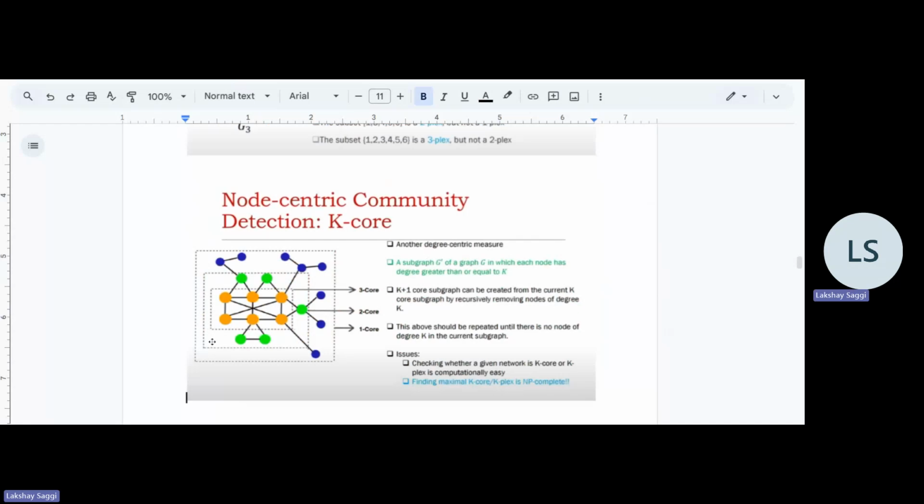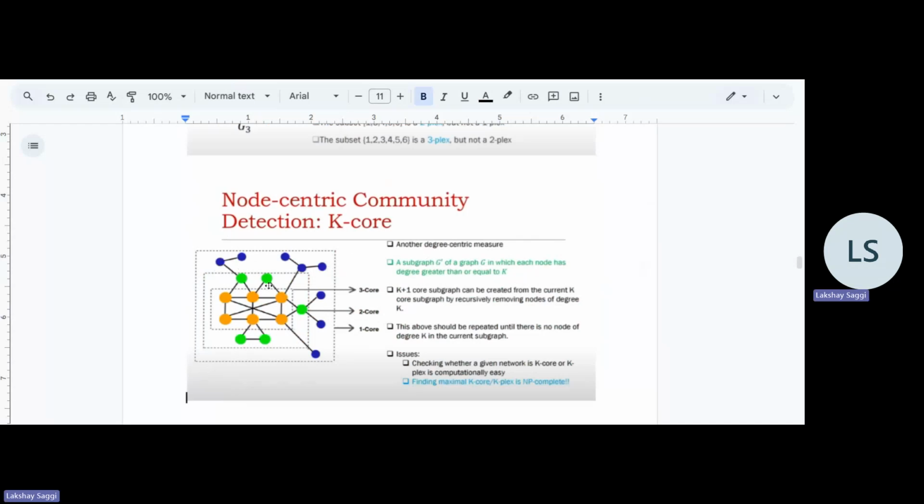And how do we form these kinds of cores? A K plus 1 core subgraph can be created from the current K core subgraph by recursively removing nodes of degree K. I think this kind of algorithm was discussed in the lectures, also in some other context. So suppose you are given a subset of vertices and you want to find out if it is a K-core, what's the value of K. So how do you do this?